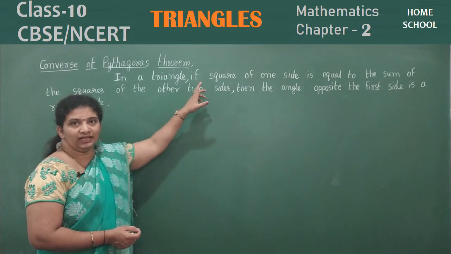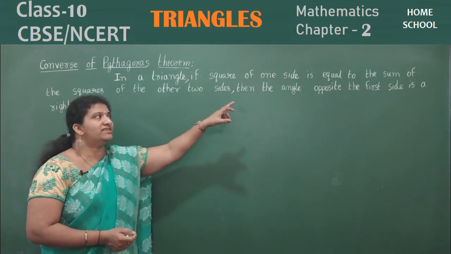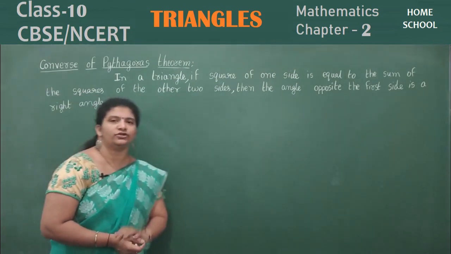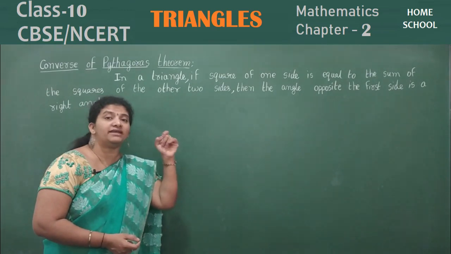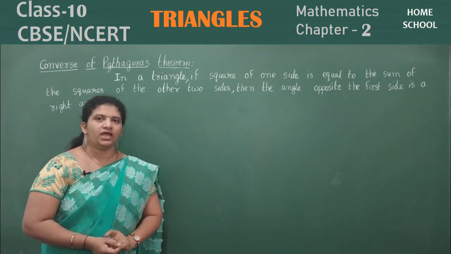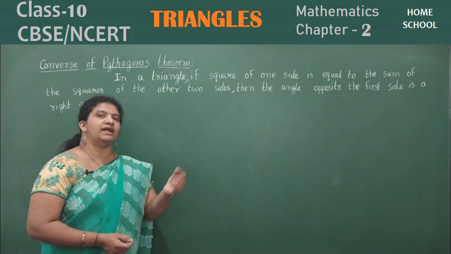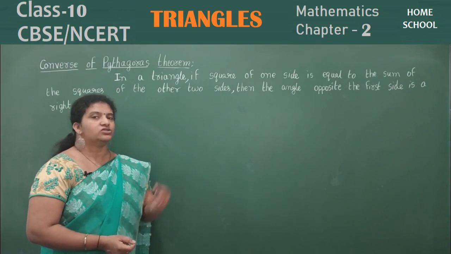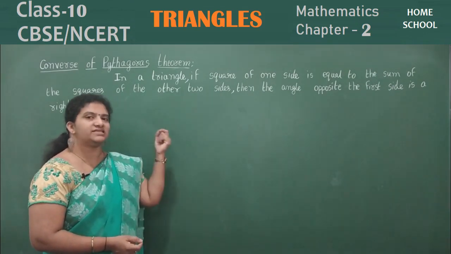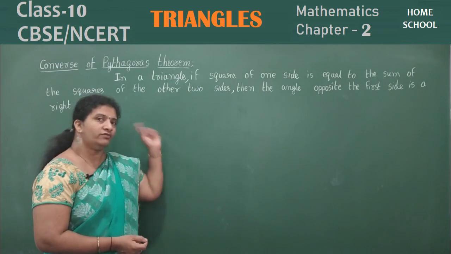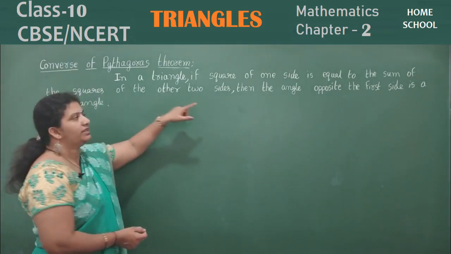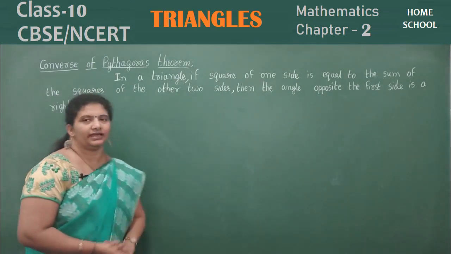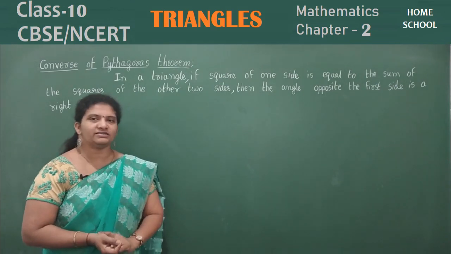In a triangle, if the square of one side is equal to the sum of the squares of the other two sides, and here they did not mention the hypotenuse. If they mention the hypotenuse, that opposite angle will be a right angle. We need to prove it is a right angle. So if any one side square is equal to the sum of the squares of the other two sides, then the angle opposite to the first side is a right angle. We need to prove that it is a right angle.